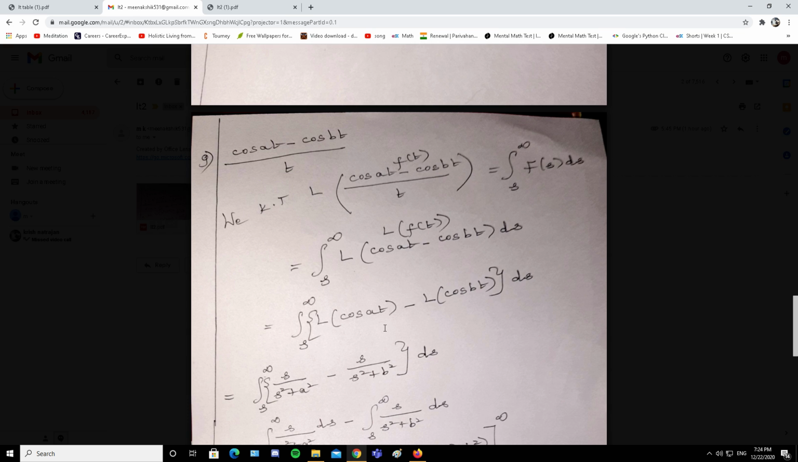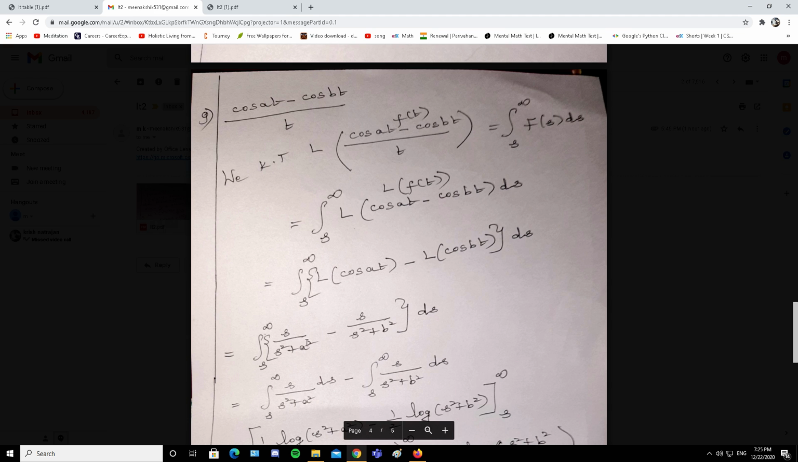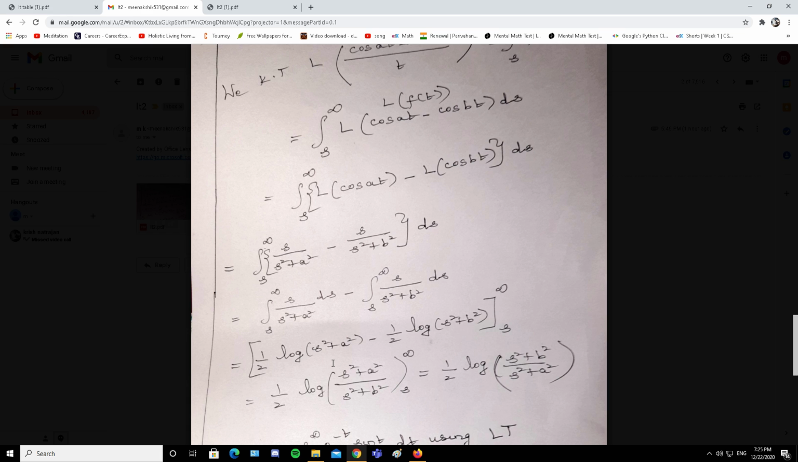What is Laplace of cos a t? S by s square plus a square. What is Laplace of cos b t? S by s square plus b square. So the integral from s to infinity of s by s square plus a square minus s by s square plus b square ds. This integral is the same as half log of s square plus a square, and this integral is the same as half log of s square plus b square, from s to infinity.